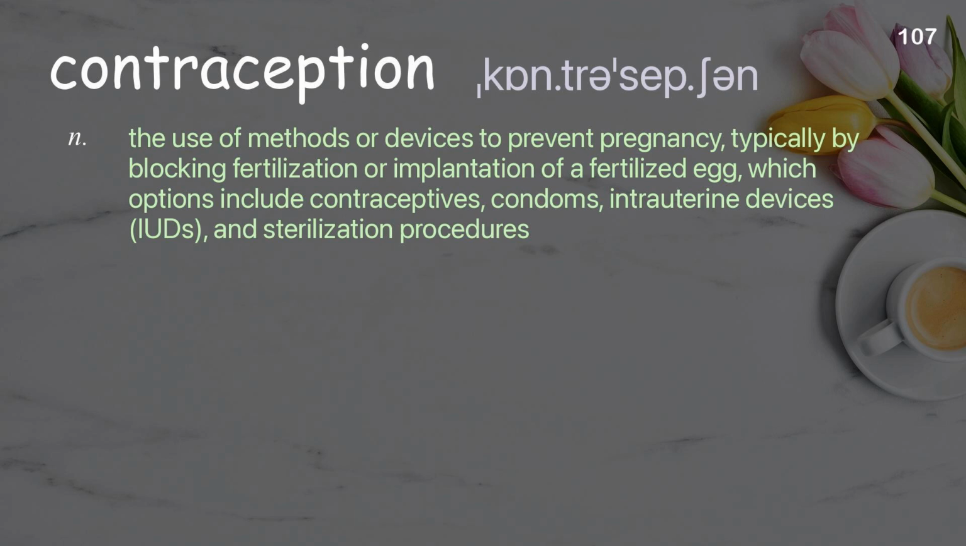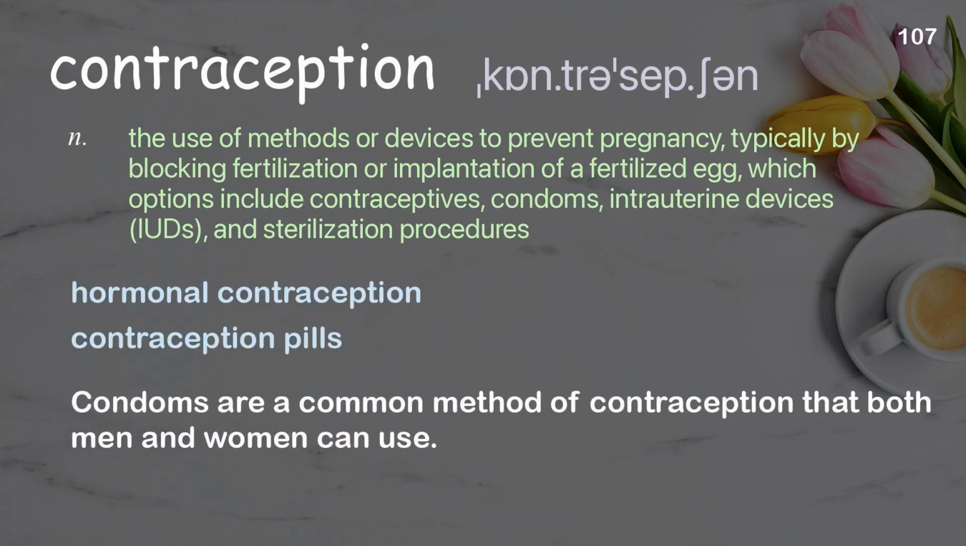Contraception. The use of methods or devices to prevent pregnancy, typically by blocking fertilization or implantation of a fertilized egg, which options include contraceptives, condoms, intrauterine devices, IUDs, and sterilization procedures. Examples: Hormonal contraception. Contraception pills. Condoms are a common method of contraception that both men and women can use.